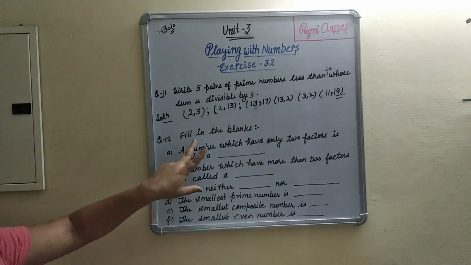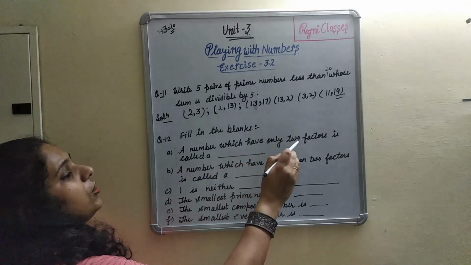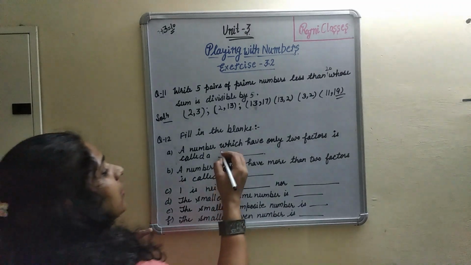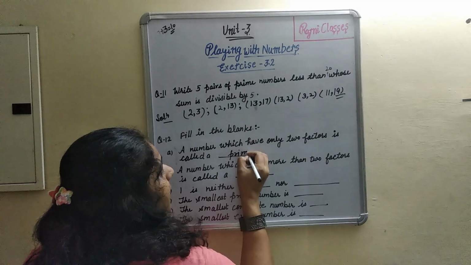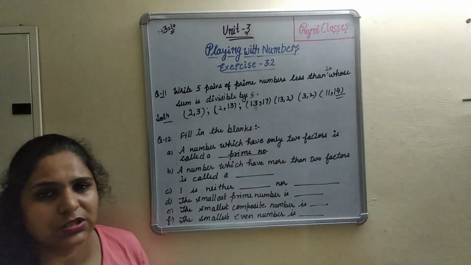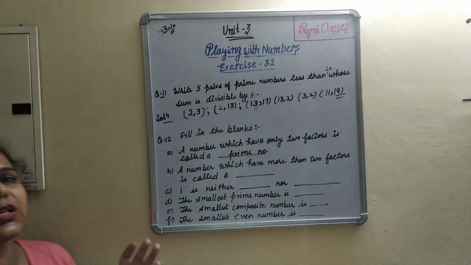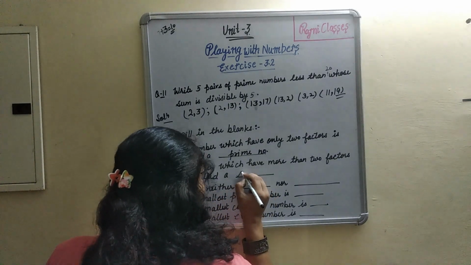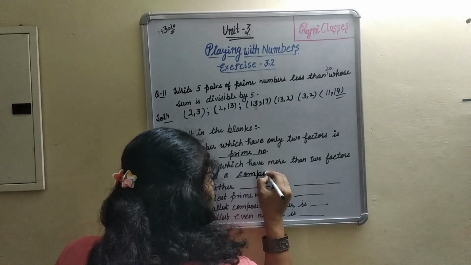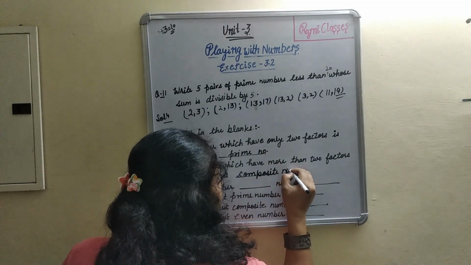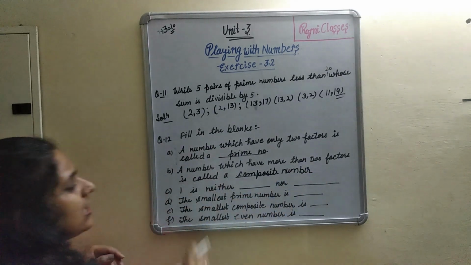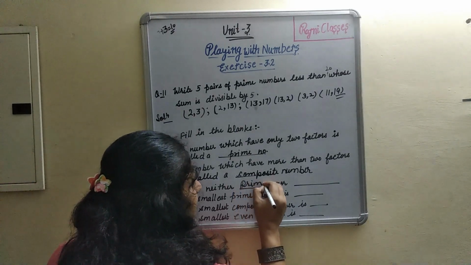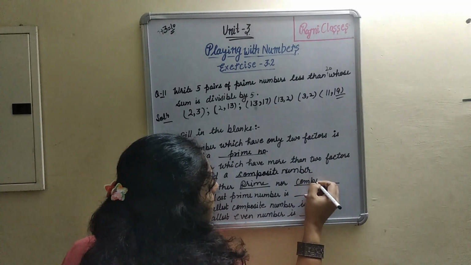Okay. Now next question, fill in the blanks. A number which has only 2 factors is called a prime number. We have read that a number which has 2 factors is prime, and which has more than 2 factors is what? Composite. A number which has more than 2 factors is called a composite. One is neither prime nor composite. I explained all of this in the beginning, so I think you can do this yourself.